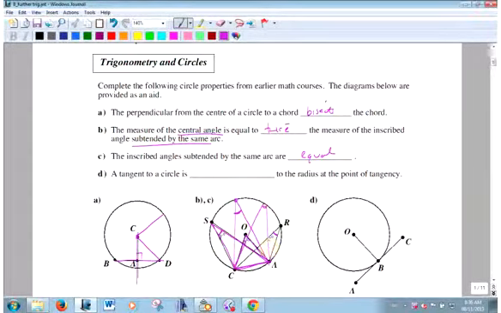Okay? Yeah, Meryl, did you do this stuff? Yeah. Circle geometry? Yeah, okay.